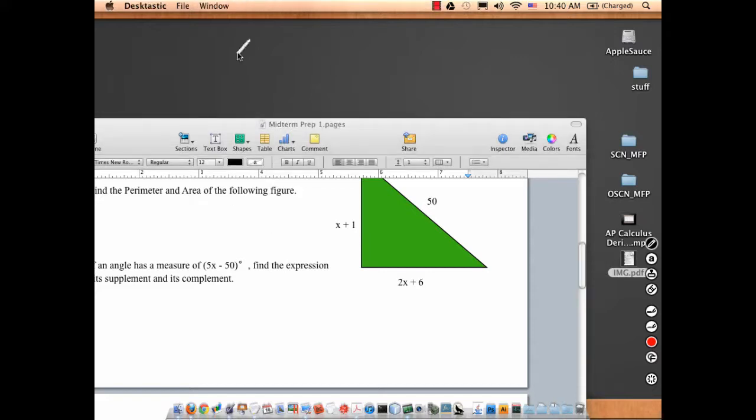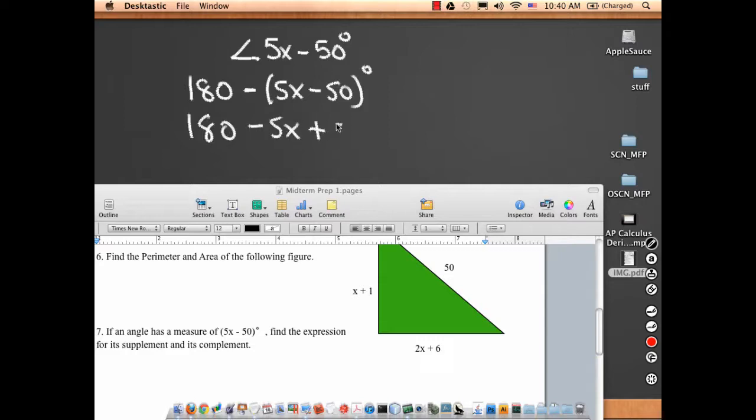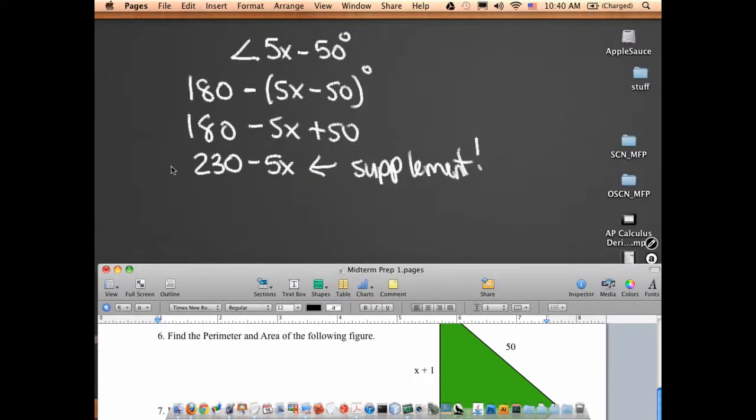So if this angle here is 5x minus 50 degrees, then the supplement of that angle is going to be 180 minus (5x minus 50) degrees. Distribute the negative: 180 minus 5x plus 50, so this gives me 230 minus 5x. That right there is the supplement. And it's an expression, because remember the question says, find the expression for the supplement.